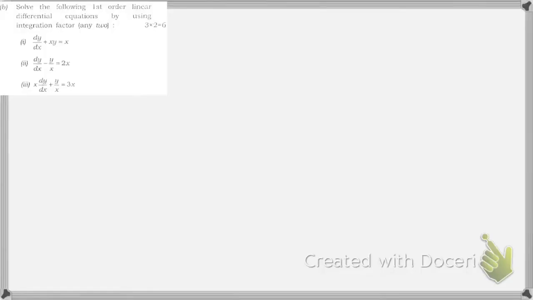So this is question number 4b. Solve the following first order linear differential equations by using integrating factor. We have to solve any two of these three equations using integrating factor.